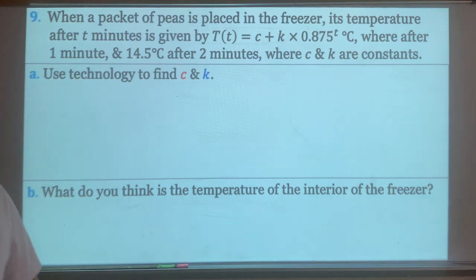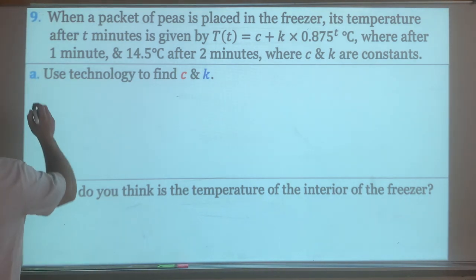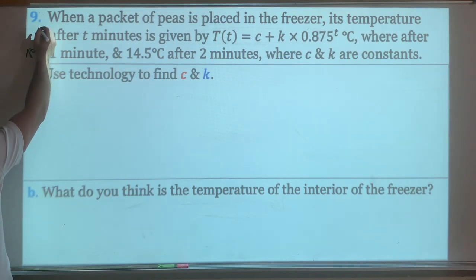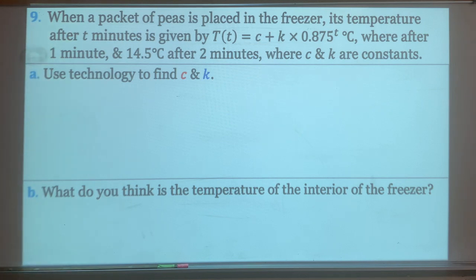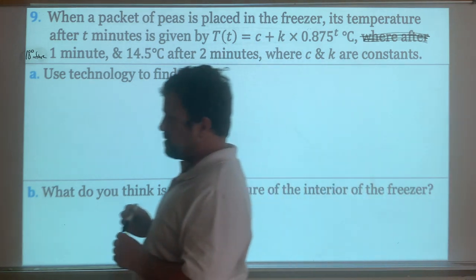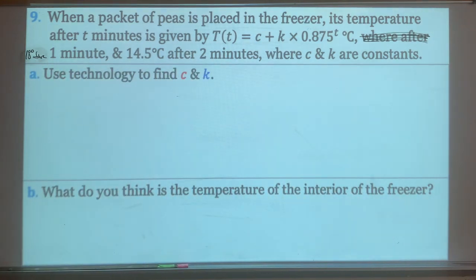The temperature of a packet of peas is 18 degrees after 1 minute, and 14.5 degrees after 2 minutes, where C and K are constants. Really hacked that up. So we got 18 degrees after 1 minute, 14.5 degrees after 2 minutes. All right? So what they want to know is use technology to find C and K. So you guys could do that. Go.